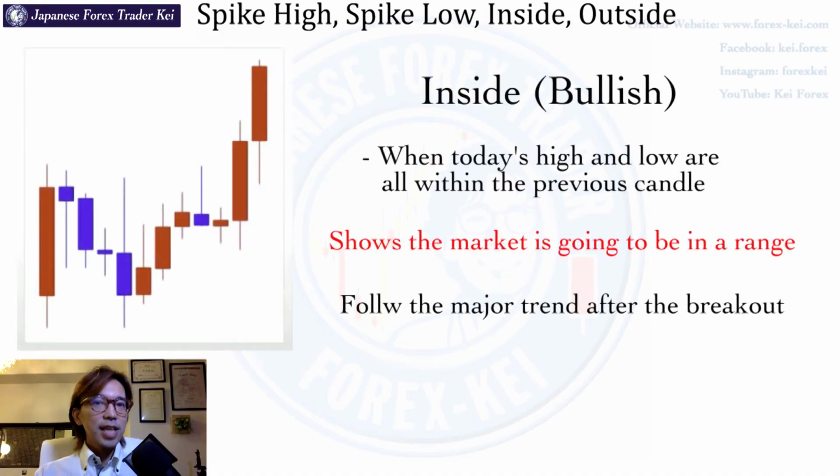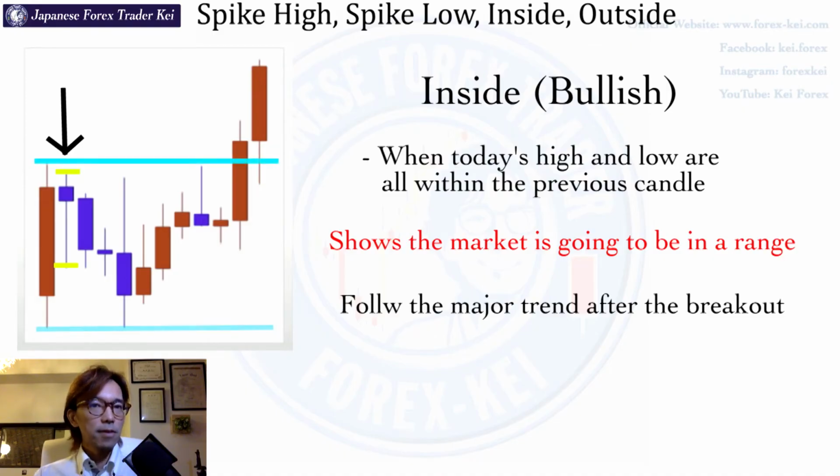This is called inside, and what this price action looks like is when you see today's candle is within the high and low of the previous candle, this pattern is called inside. So when you look at this example on the left, look at this candlestick. The high is here and the low is down here, right? And if you look at the one before, the high was at this level and the low was at this level. So you can see the current high and low are all within the previous high and low, and this is called inside, or in Japanese it's called the harami candle pattern.